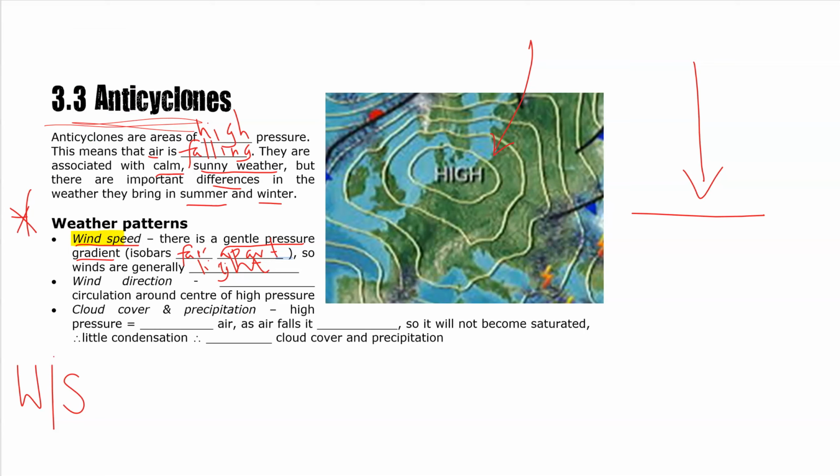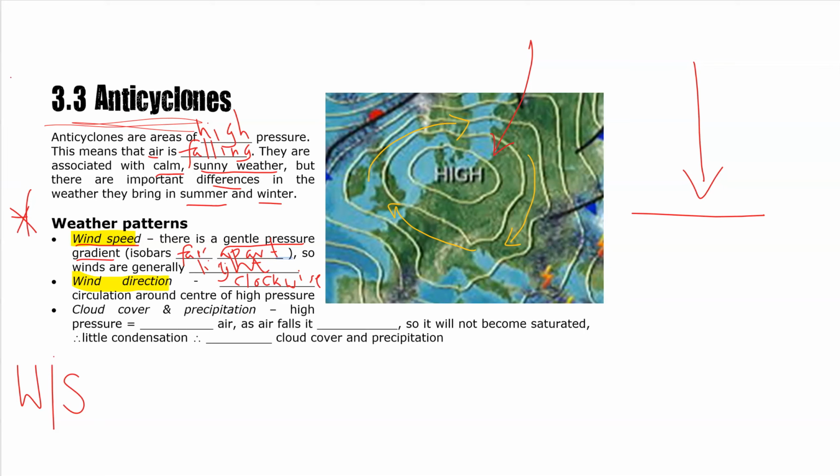Then you've got your wind direction. In an anticyclone there is a clockwise circulation of air, clockwise. So you can add that in to your little diagram here, this clockwise circulation of air. Now again, that's the opposite to a depression where the air circulates in an anti-clockwise direction.